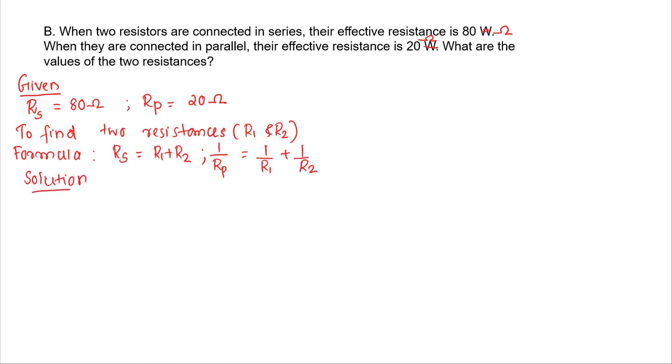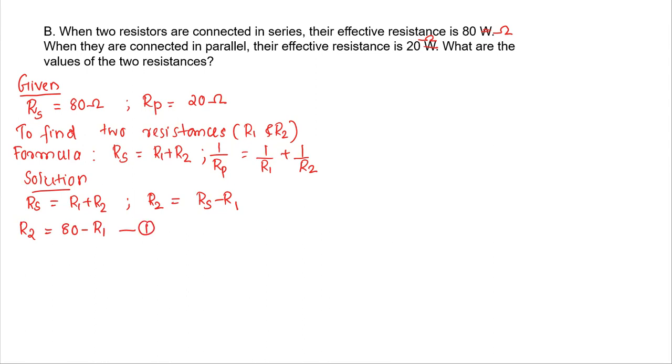Here RS is given. So given information is RS is equal to R1 plus R2. From this we can write R2, because both the values are unknown. So we write R2 is equal to RS minus R1. Now substitute the values. R2 is equal to, what is RS? 80 minus R1. R1 and R2 we don't know. Let it be equation number 1.